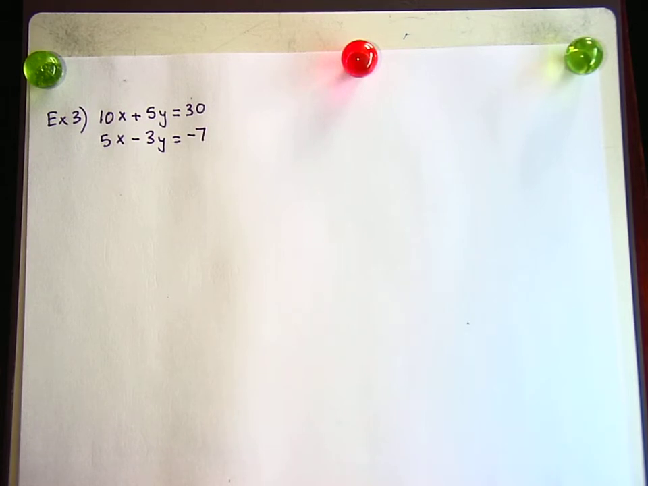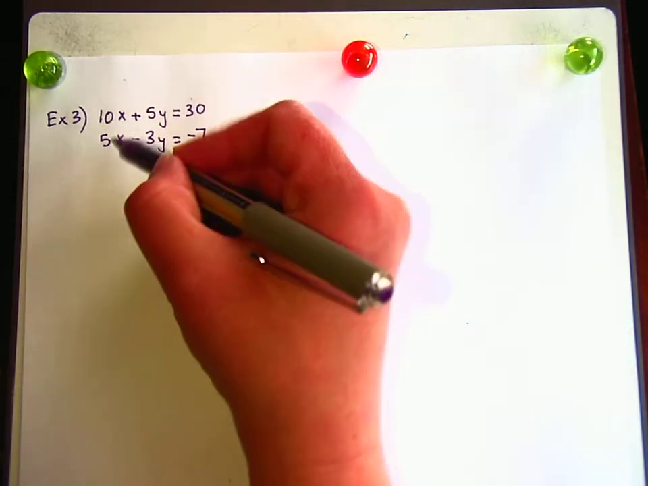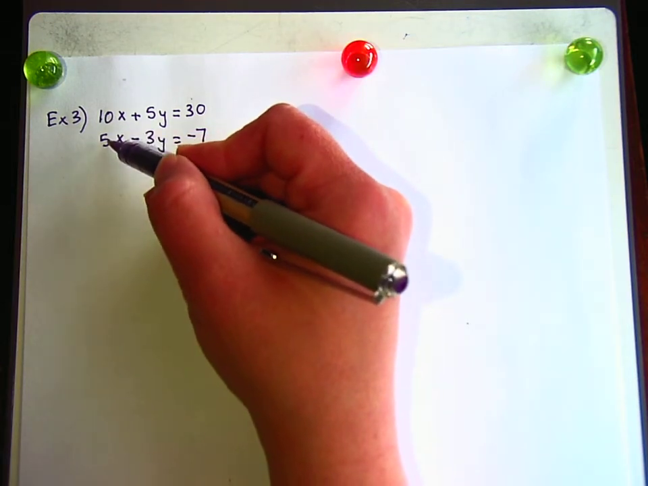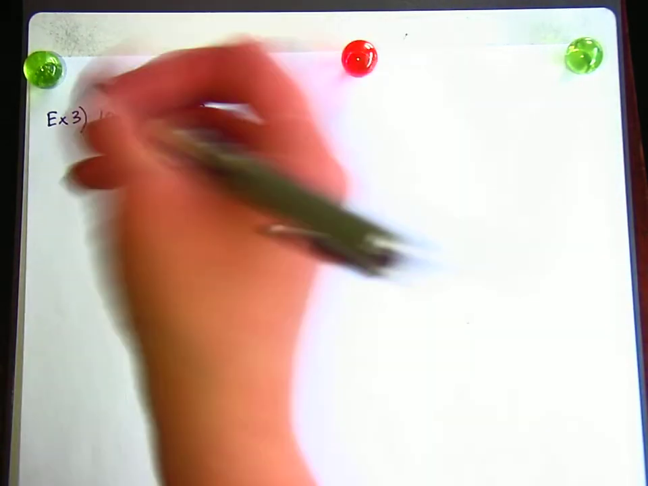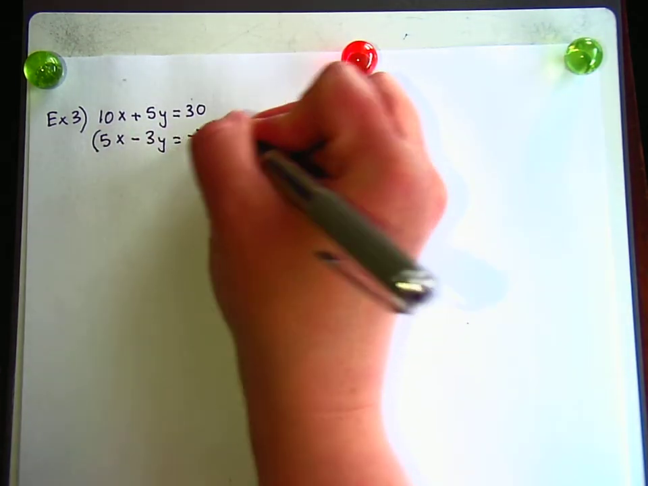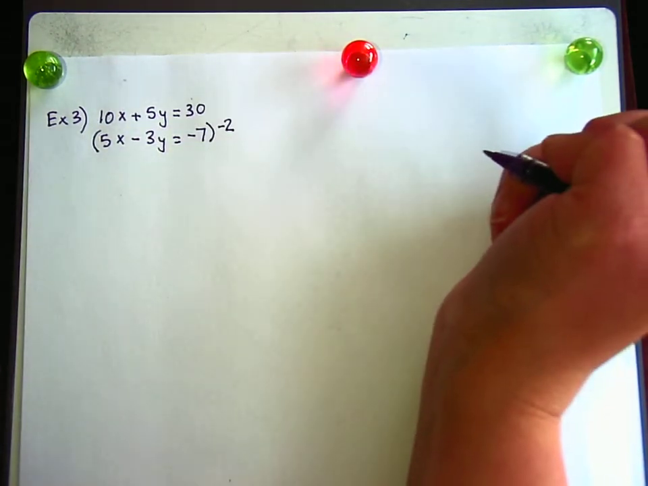Well, right now if I added the x's together, I'd get 15. And if I added the y's together, I would get positive 2. So that's not going to work. I have to multiply by something. I'm noticing here that 5 is a factor of 10. That means if I multiplied 5 by 2, I could get 10. But remember, one has to be negative, so I'm going to multiply the second equation by negative 2, because that will get me to negative 10.